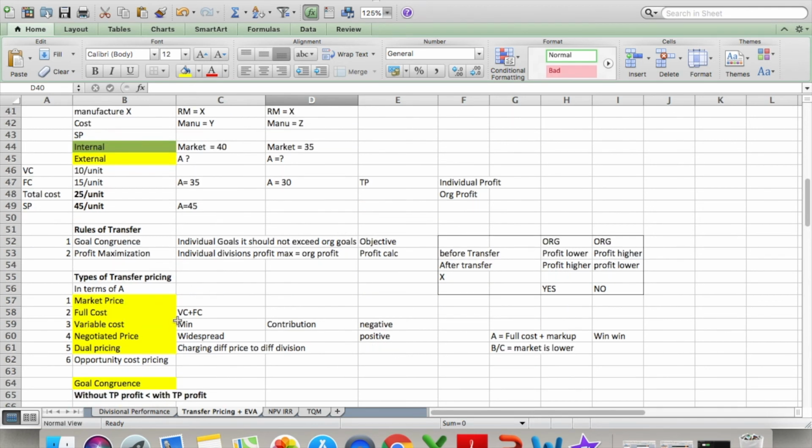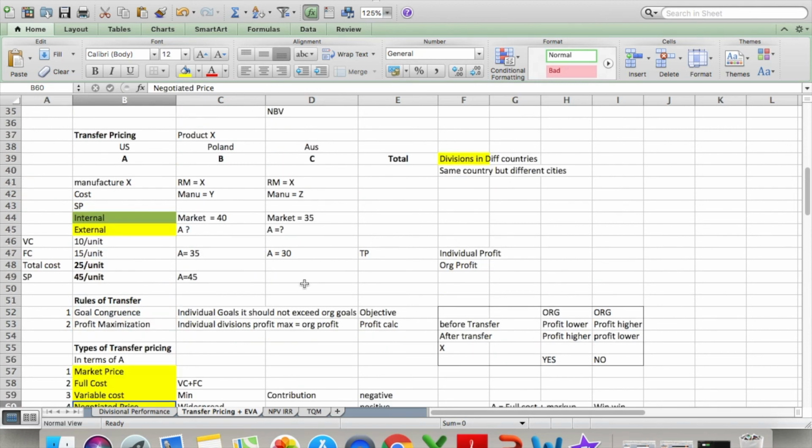So this variable cost is actually known as the minimum transfer price, right? Now let's come to negotiated price. What does negotiated price actually mean? It means that the managers of each division will negotiate the transfer price with A. A is the key player here because it's providing the product needed by B and C. So what does a transfer price at negotiated price mean?